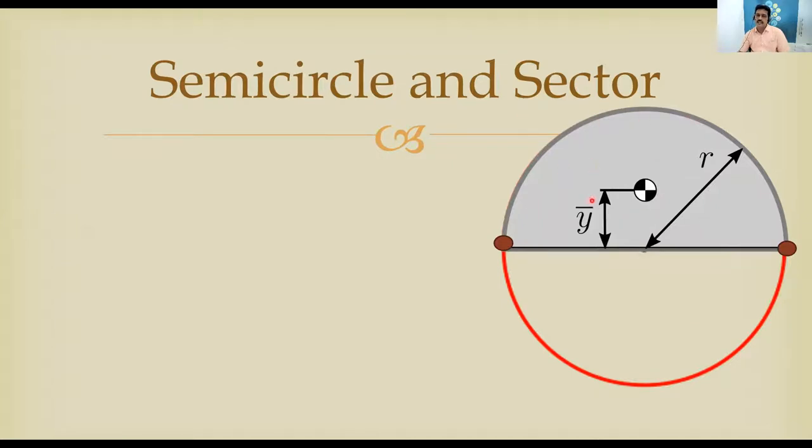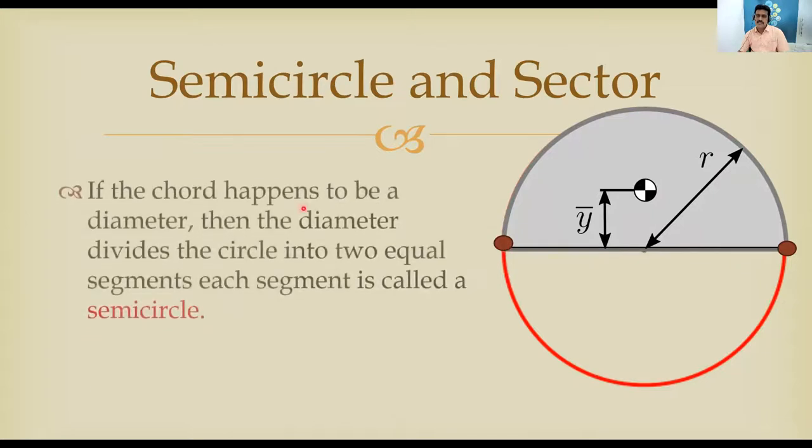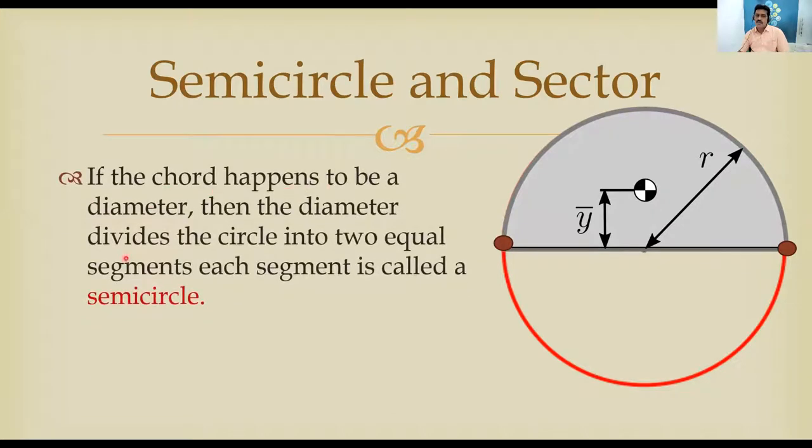And what is the sector? So what is the definition of a semicircle? Now if the chord happens to be a diameter, see, this is the diameter. Of course this can be called a chord also. If the chord happens to be a diameter, then the diameter divides the circle into two equal segments. As I said, this diameter divides the circle into two equal segments, so each segment is called a semicircle. So this is one semicircle and this is another semicircle.